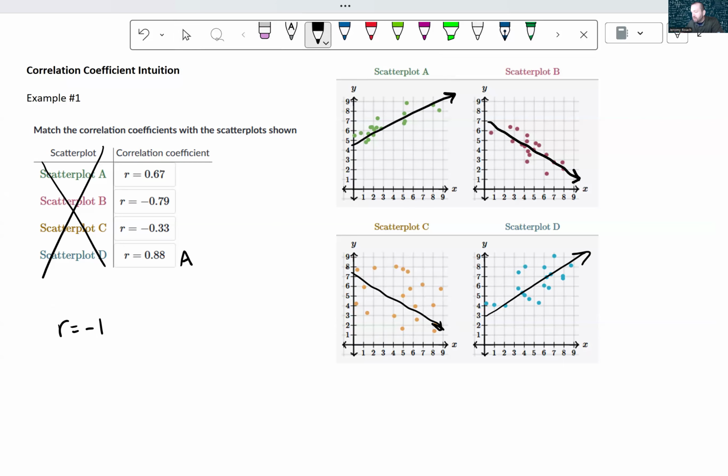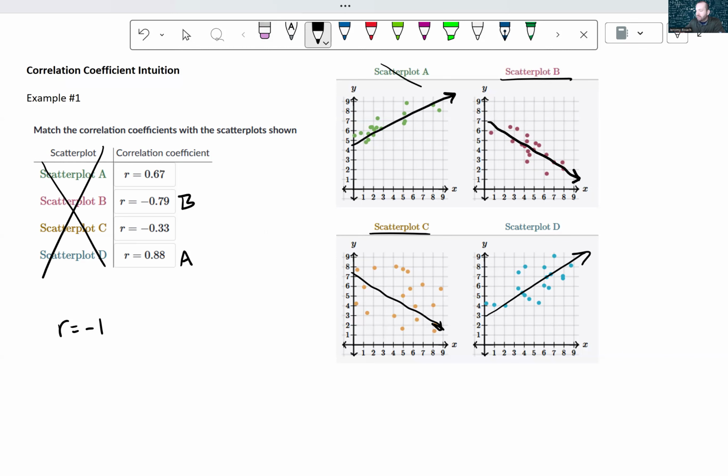And the data points are going to be very close to the line of best fit. The only two options we have are scatter plot B and C. Those have negative slope, and it looks like B has points closer to the line of best fit than C does. So now we're going to look at which one of our answer choices is closest to R equals -1. Well, it looks like -0.79 is closest to R equals -1. So that's going to be B.